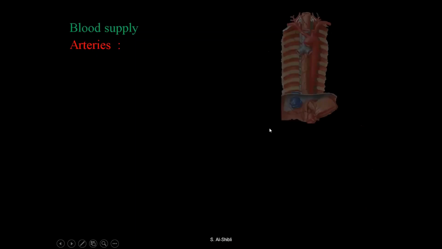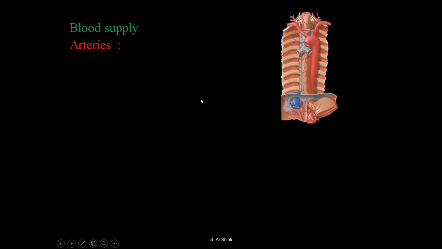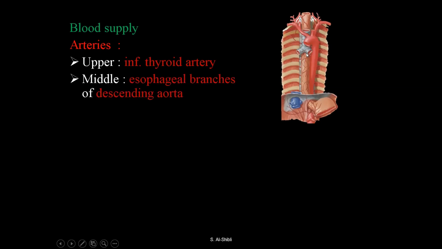So the blood supply of the esophagus can be divided into three origins. First, the upper part comes from the inferior thyroid artery, which comes from the subclavian, very high. So the subclavian, through its branch, the inferior thyroid artery, gives arterial supply to the upper part. The middle comes from the thoracic aorta through the esophageal branches, completely different from the upper. And the same goes for the lower. It comes from the left gastric, from the abdomen.